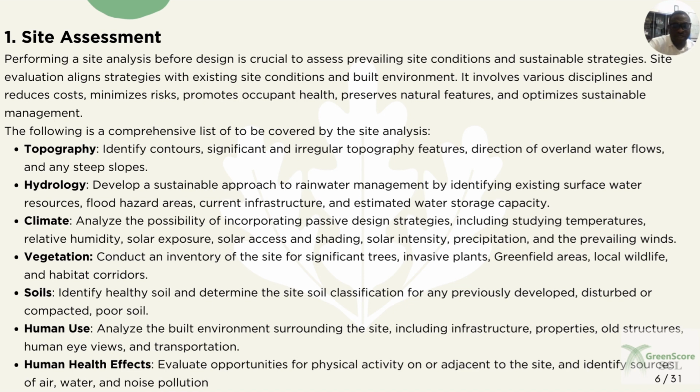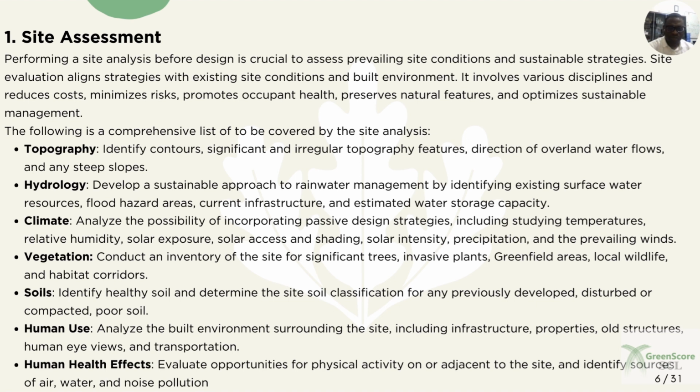Now, under the site analysis, a number of areas must be captured, and you need to take note of this. One, the topography of the site. Are there steep slopes? What is the direction of overland water flows? What are the contours of the site? Secondly, hydrology. How do we develop a sustainable approach to managing rainwater? This helps us to ensure that flood hazards are reduced and that we're able to manage water effectively for either landscape activities and so on.